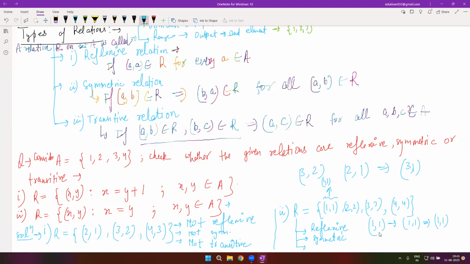Similar is the case for 2, 2. There is no other pair than 2, 2 which starts from 2. Similar is for 3, 3 and 4, 4. So all the 4 pairs are following that condition. Hence it is also transitive. Reflexive, symmetric, transitive. This particular relation is following all the conditions.